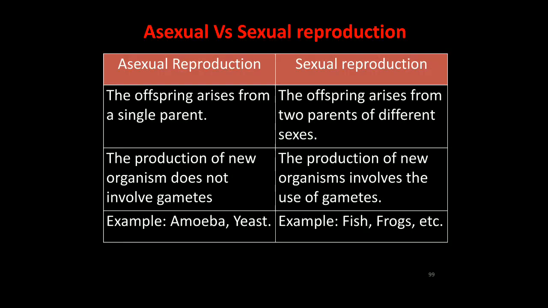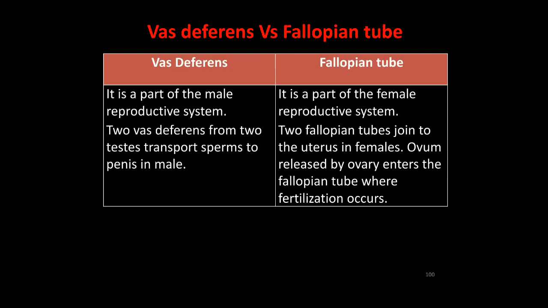Asexual and sexual reproduction, see the difference. In asexual reproduction, offspring arises from a single parent. The production of a new organism does not involve gametes. Example, amoeba, yeast. In sexual reproduction, the offspring arises from 2 parents of 2 different sexes. The production of a new organism involves the use of gametes. Example, fish, frog, humans, etc.